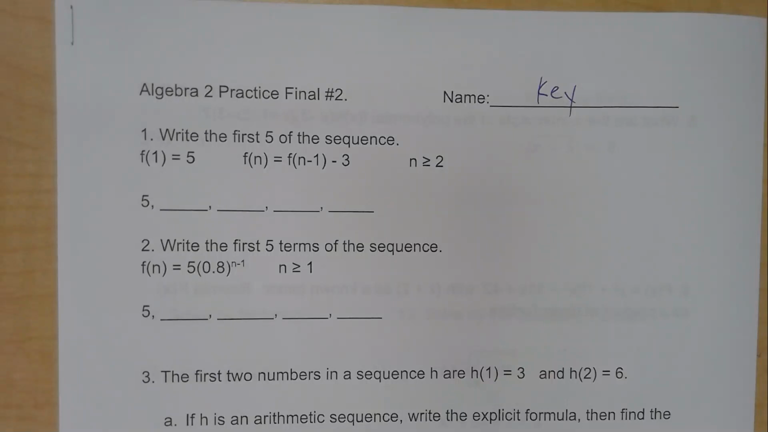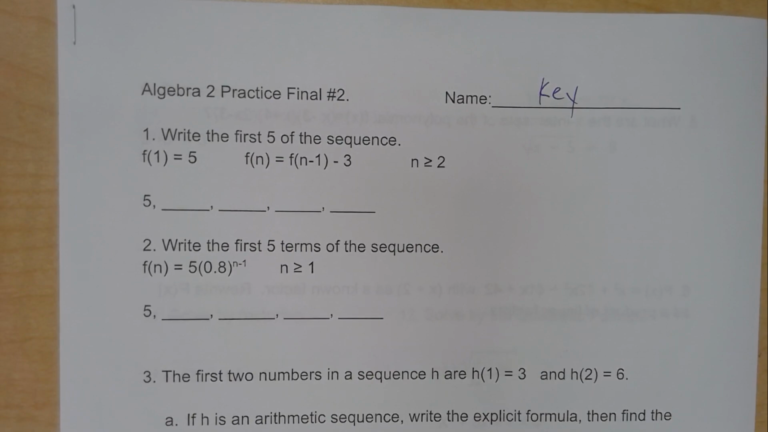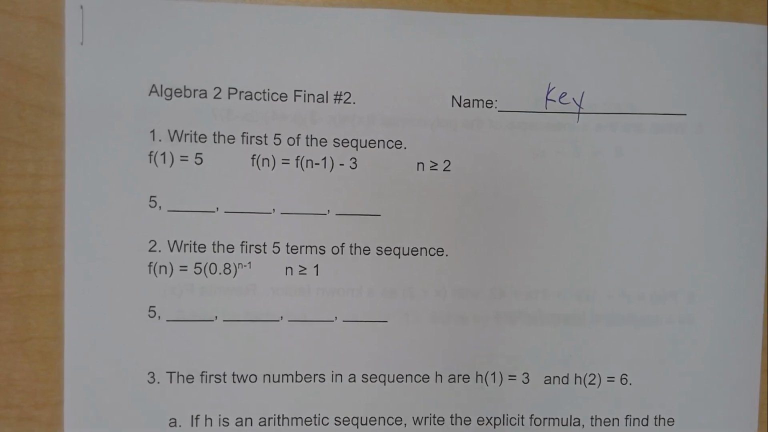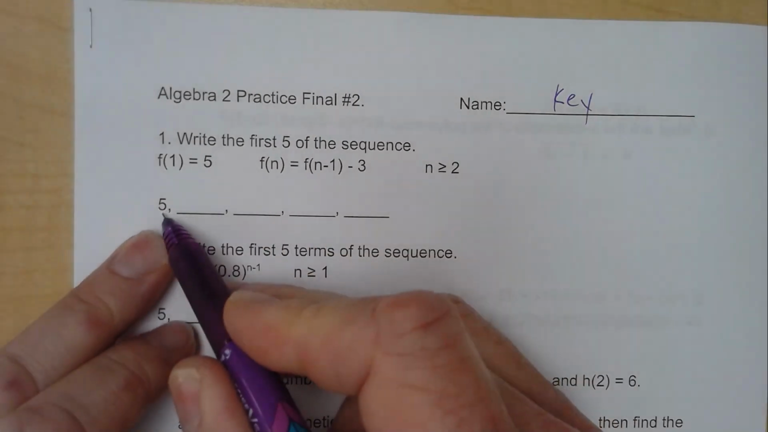All right, welcome to the Algebra 2 practice final. This is the second version of the practice final. List the first 5 terms of the sequence here. So we know the first term is 5, that's denoted right there.